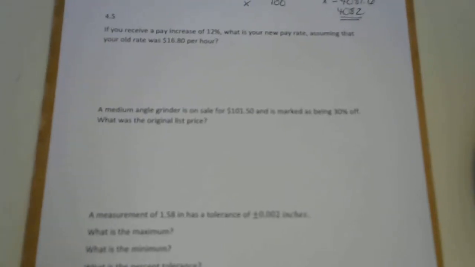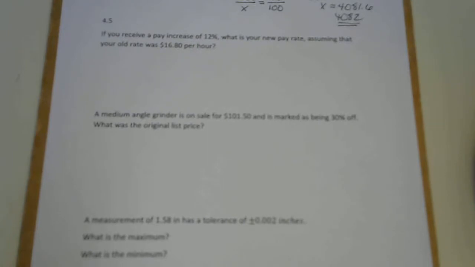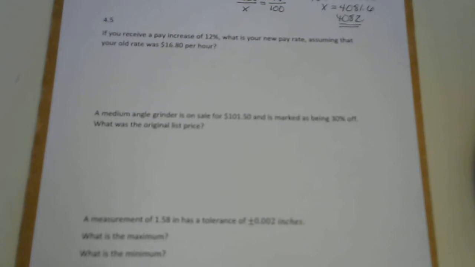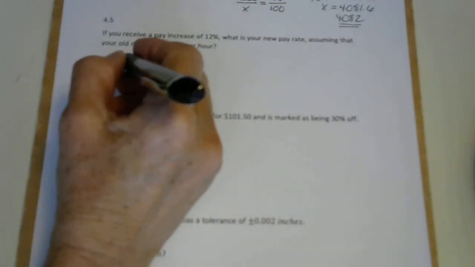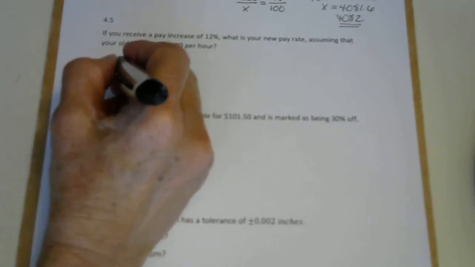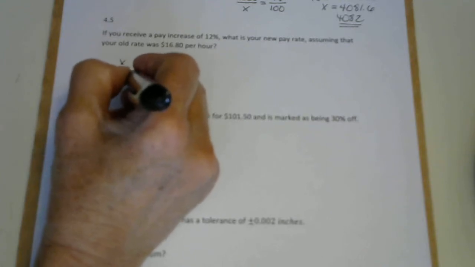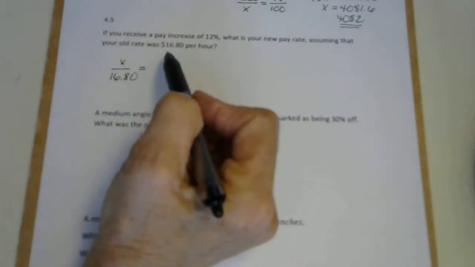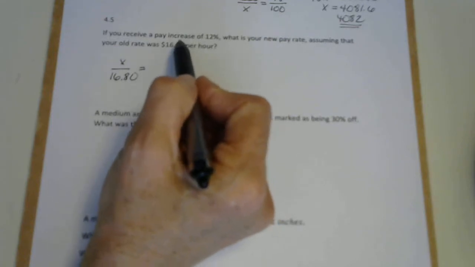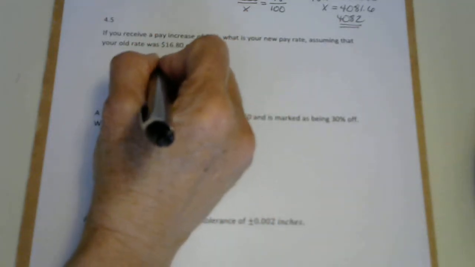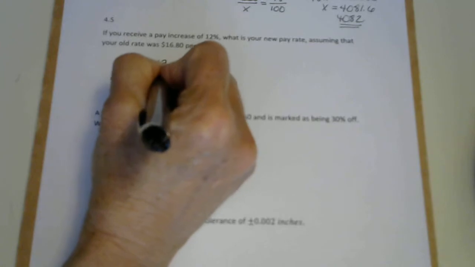Okay, we're going to look at a couple special applications of percent. Our first example is: if you receive a pay increase of 12%, what's your new pay rate, assuming your old rate was $16.80? So what we're going to do is look for your raise. How much are we going to get? I'm going to use my is over of. We're going to find out 12% of 1680, and that was 12% over 100.